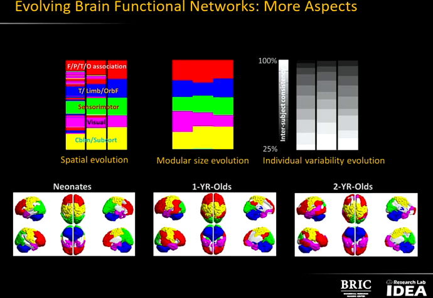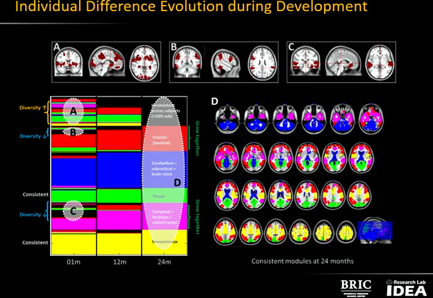Here's the consistent module for the neonates, 1 year olds, and 2 year olds. And we can also check specific brain regions. For example, the brain regions here have a very consistent module assignment at the neonate stage, but they developed to be less consistent in terms of the module assignment. This area actually belongs to the default mode network and the striatal network.